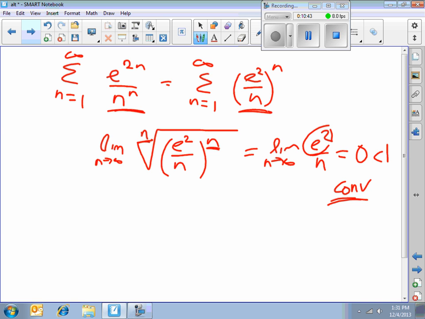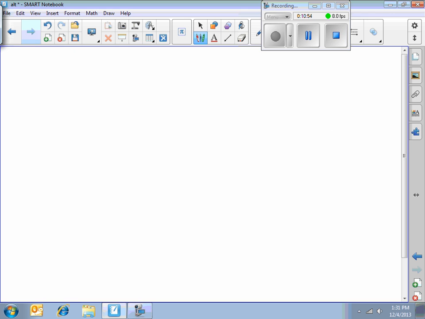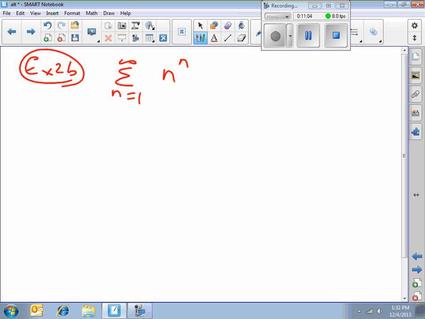The trick you're going to find, now that you have all these, is trying to decide which test to use and when. All right, I'm going to back up and do another example in the book, just because it's interesting the way it turned out. Example 2b. The summation as n goes from 1 to infinity of n to the n over n factorial. I said back up because I'm going to do it by a ratio test, because they're not both raised to the n.